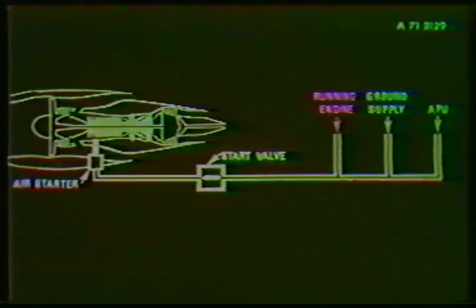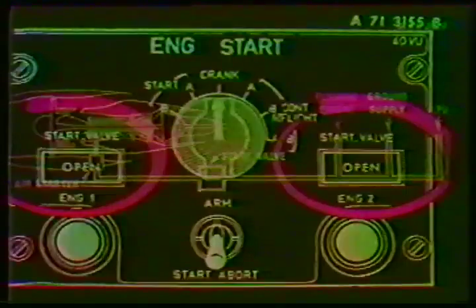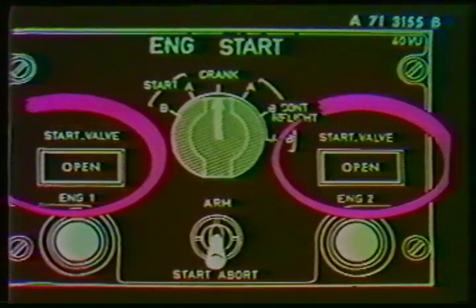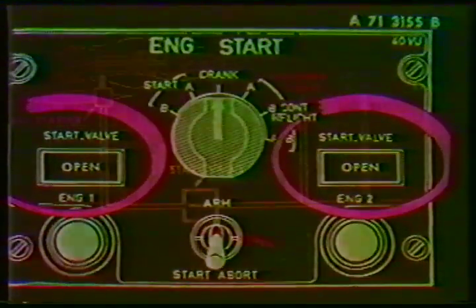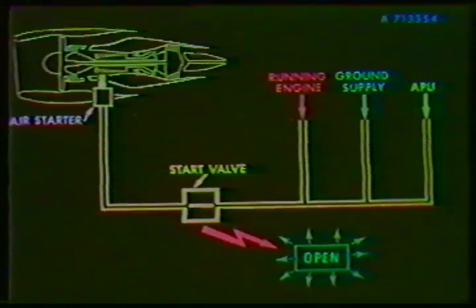Now for a look at the engine starting system. You should remember that a pneumatic starter drives the N2 shaft. The starter can be supplied with air from 3 different pneumatic sources: an opposite operating engine, a ground supply, or from the APU. An open blue light on the engine start panel indicates that the starter valve has opened, allowing the pneumatic source being used to supply the starter.